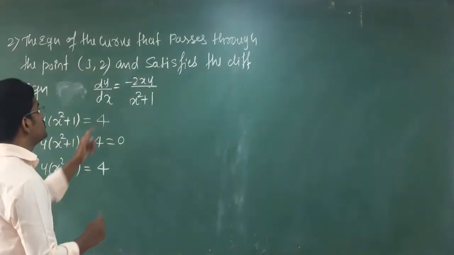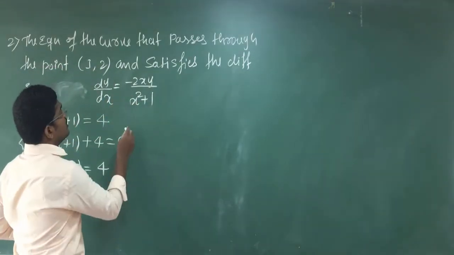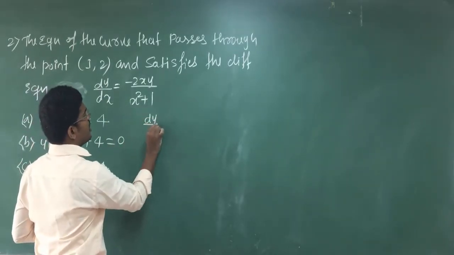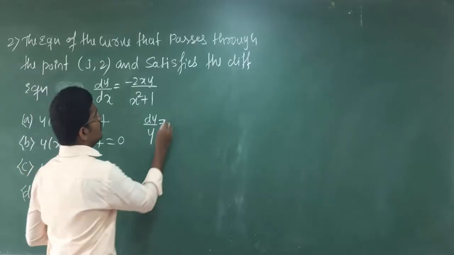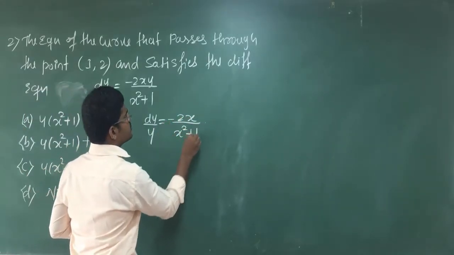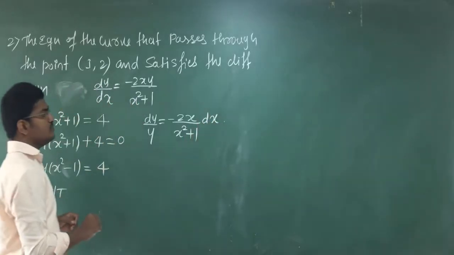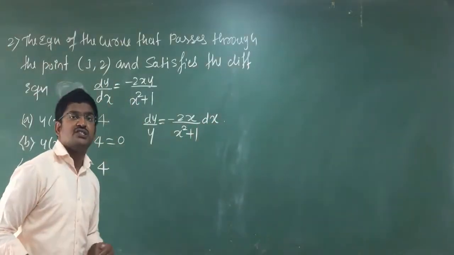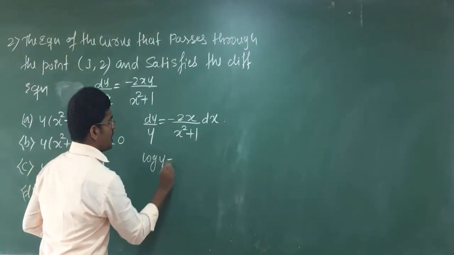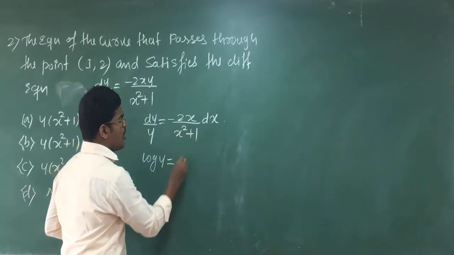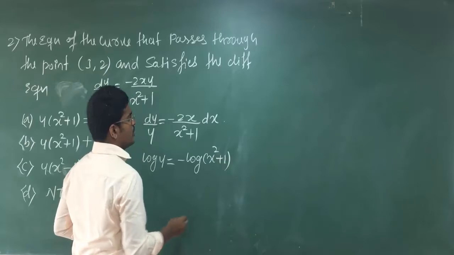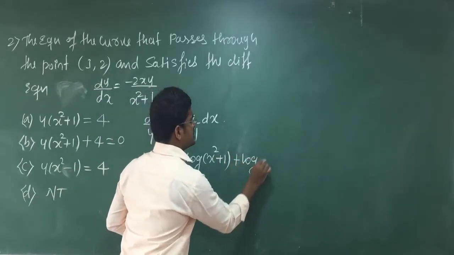So let us solve this differential equation. You can easily separate the variables here. So dy by y equal to minus 2x divided by x square plus 1 into dx. Clear? So make integration on both sides. So it will be log y equal to minus log of x square plus 1 plus log c.